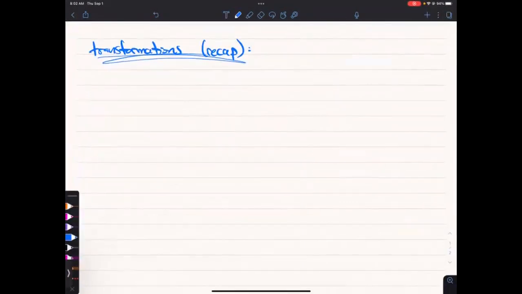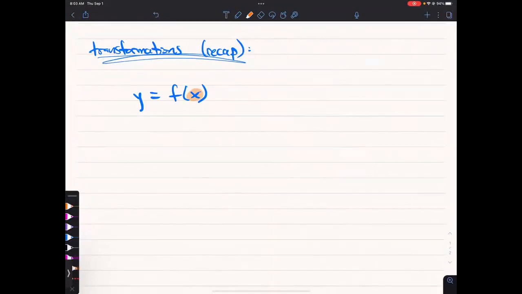There we go. Okay, so where we are at this point, transformations, recap version. So again, we've talked about everything. What we need to work on today is putting it all together and practicing with some stuff.